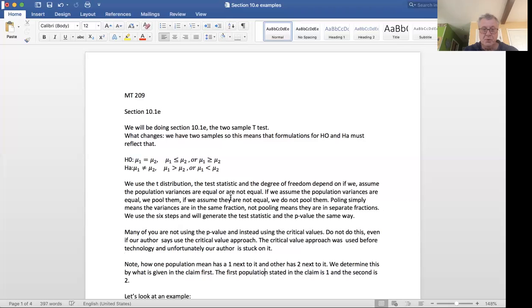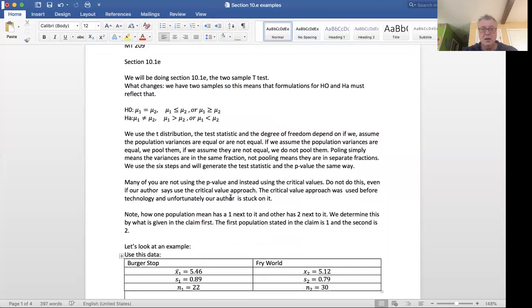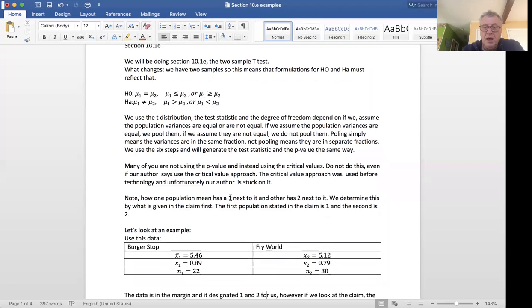So let's take a look. Let's move on here. So we're going to use the p-value and not the critical value, okay, like we did before. Okay. So let's take a look at how we can do this.